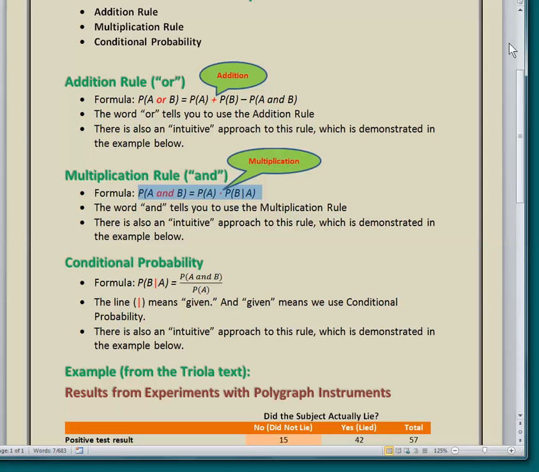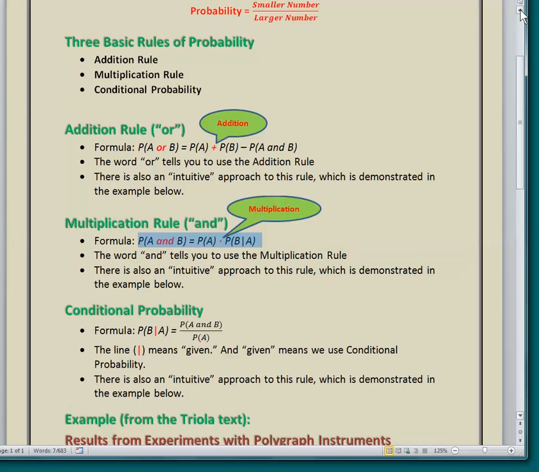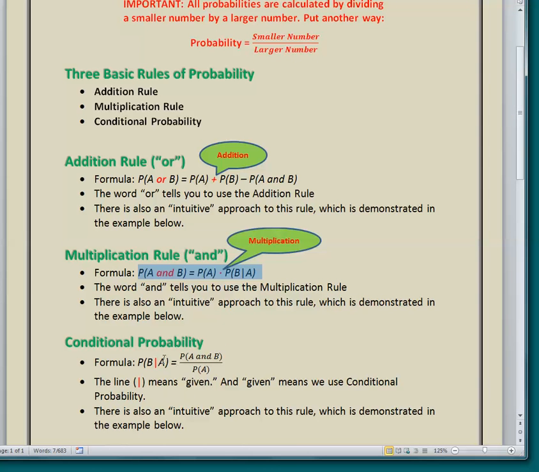Let's talk about conditional probability. The formula for conditional probability is this. The probability of B given A equals the probability of A and B divided by the probability of A. You'll see here this red line between the B and the A, that means given. And given means we use conditional probability. Once again, there is an intuitive approach to this rule, which we will see in the example below.